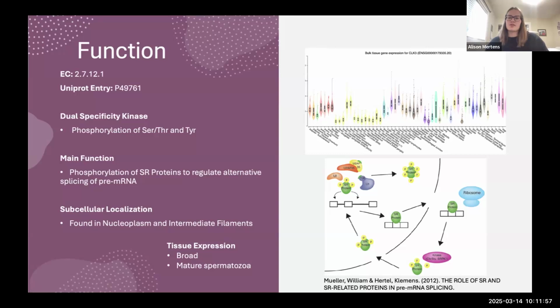The function of CLK3 is to phosphorylate SR proteins, which are involved in the control of RNA splicing. The phosphorylation of SR proteins changes their distribution in the spliceosomal complex, which regulates the alternative splicing of pre-mRNA. This redistribution represents a difference in the number of splicing factors in the nucleoplasm, which could influence splice site selection of pre-mRNA.